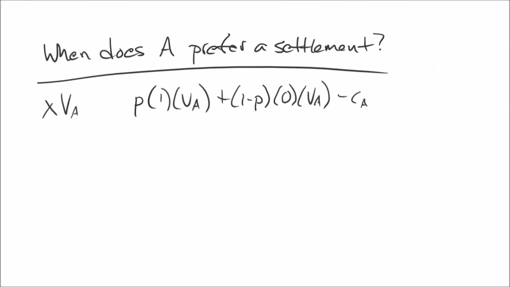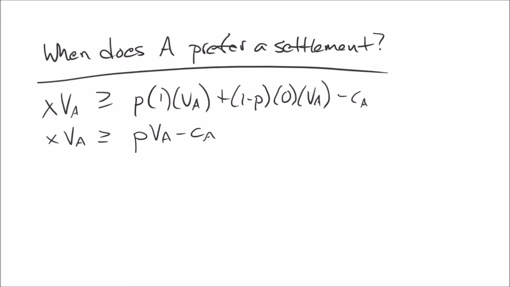Okay, so what we have here then is when A is going to be happy to accept a settlement. A is going to be happy to accept a settlement as long as what it's getting from the settlement is at least as good as what it's getting for war. We can do a little bit of simplifying here, so let's just go ahead and get rid of that unnecessary 1 and multiplication. That 0 entirely cancels out. So we have a little bit simpler of a statement right there of A being happy as long as X times VA is greater than or equal to P times VA minus CA.